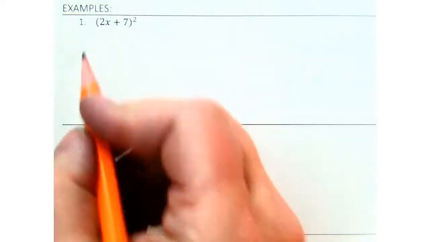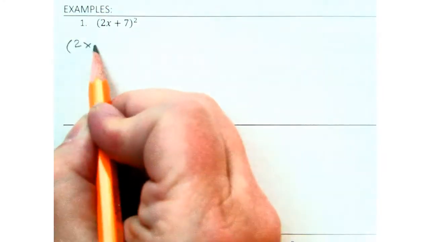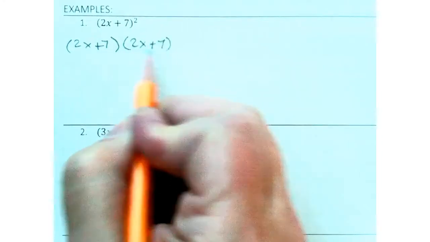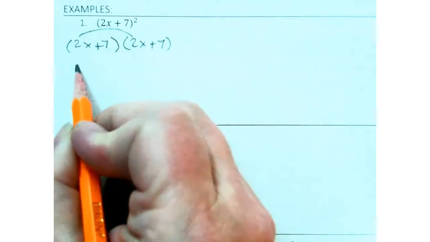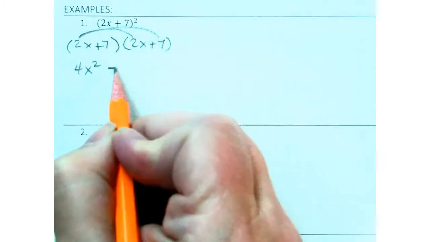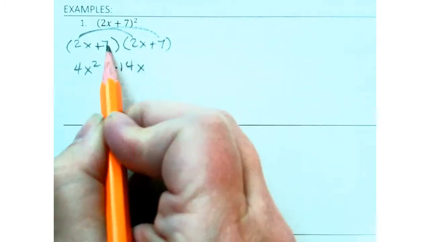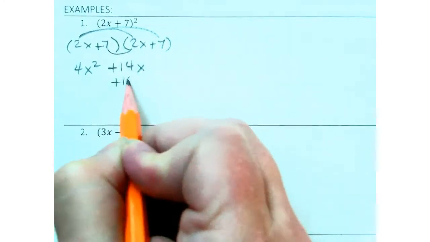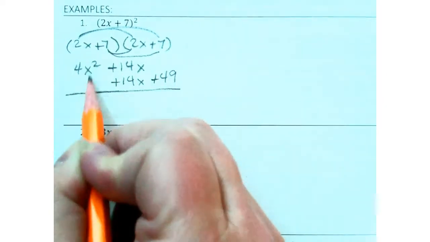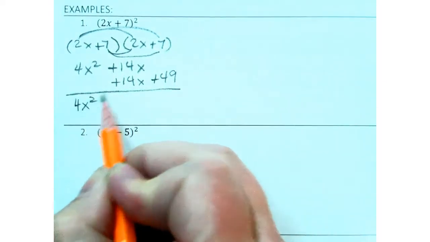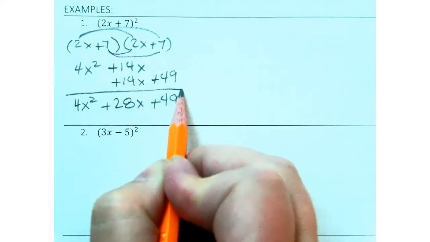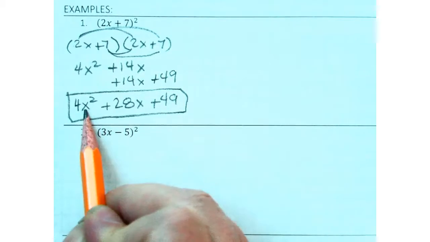The polynomial is squared. This means to multiply, you need to write the polynomial twice. Now multiply as usual. 2x times 2x is 4x squared. 2x times 7, 14x. 7 times 2x is also 14x. 7 times 7 is 49. 4x squared plus 28x plus 49. Notice that the middle term repeated.